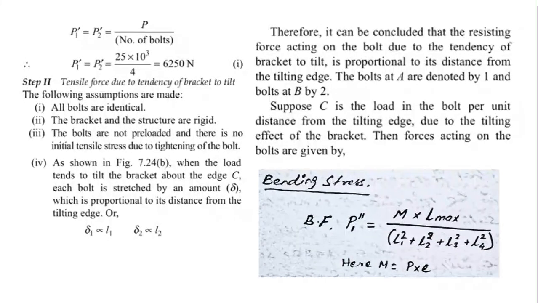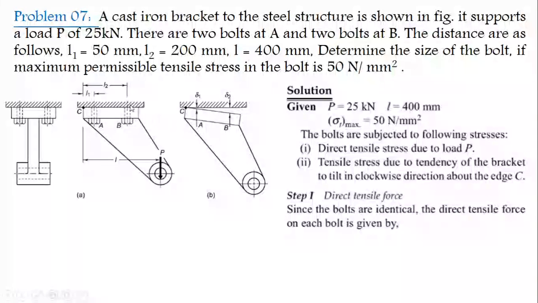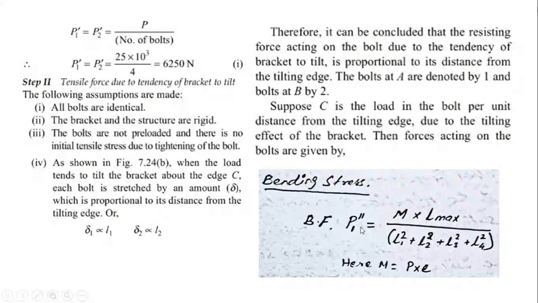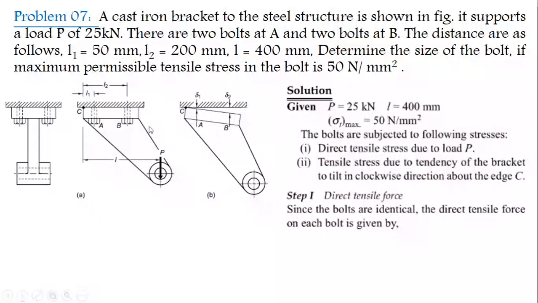The bolt at A is denoted by 1 and bolt B is denoted by 2. Suppose C is the load in the bolt per unit distance from the tilting edge due to the tilting effect of the bracket. The force acting on the bolt is given by P1 dash equal to M into maximum distance, maximum distance from the tilting point.